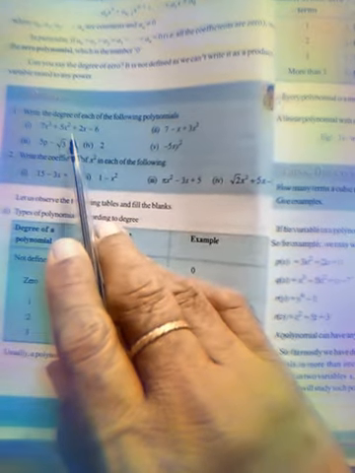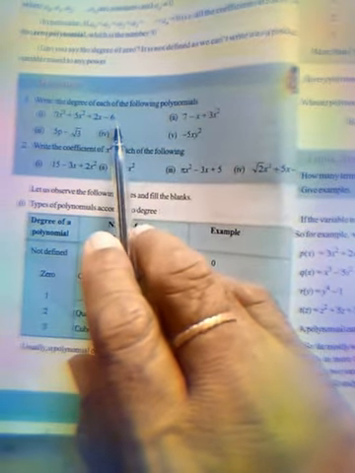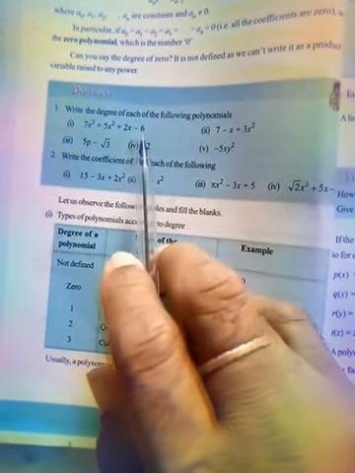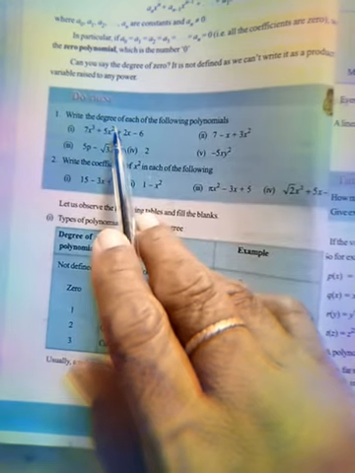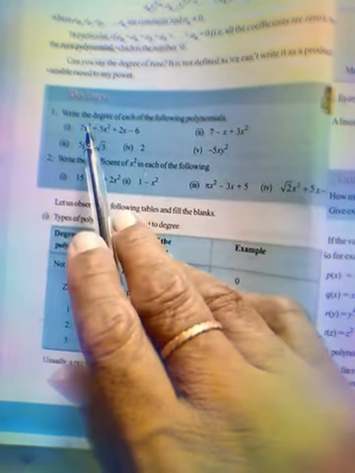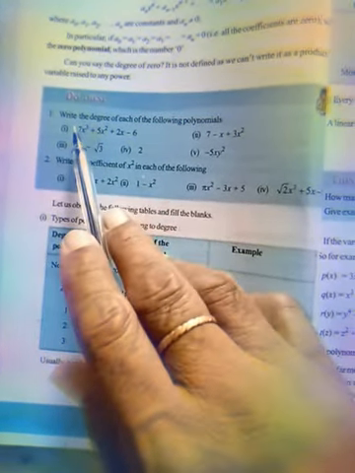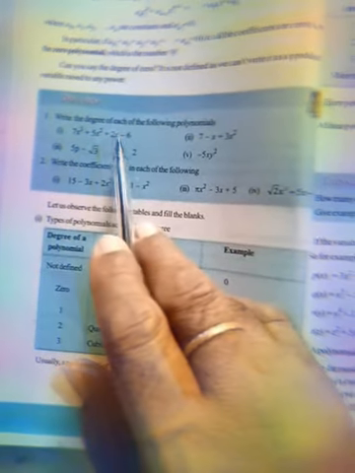Now we are going to discuss the degree of the polynomial. Let's do this. Write the degree of each of the following polynomials. Here, 7x cube plus 5x square plus 2x minus 6. In this, what is the highest exponent? 7x cube has x power 3, then x power 2, then x power 1. 3 is the highest exponent. So the degree of this polynomial is 3.